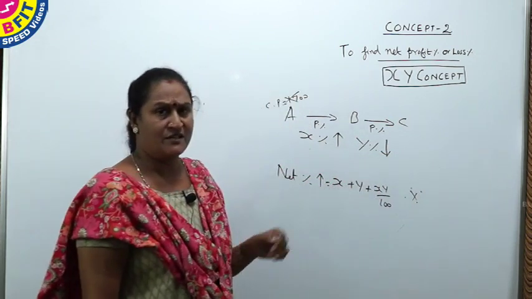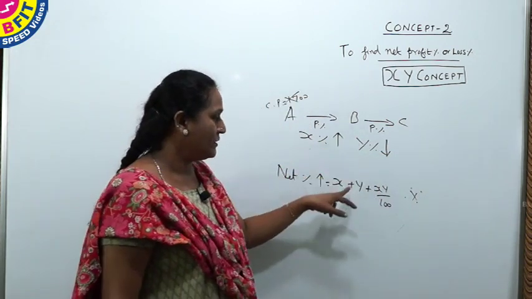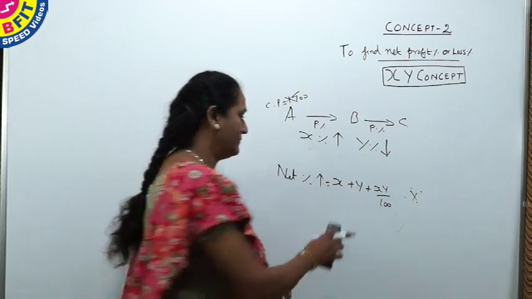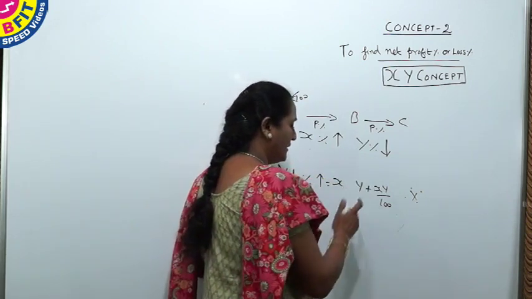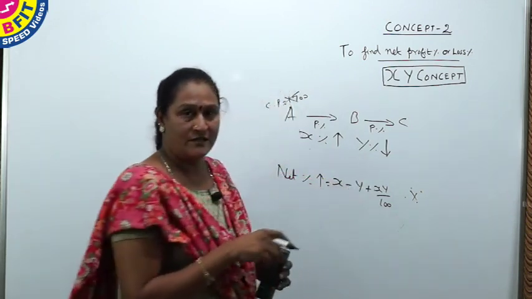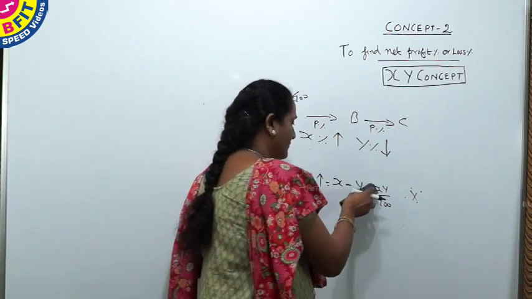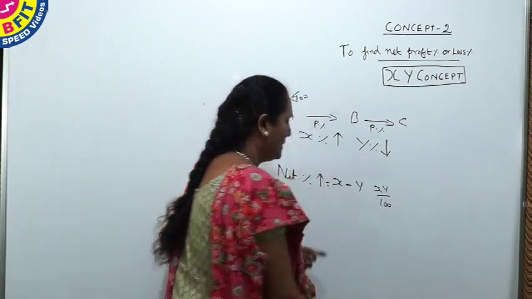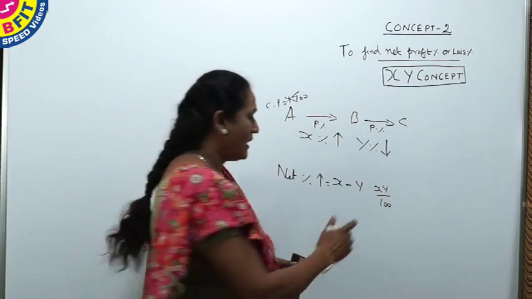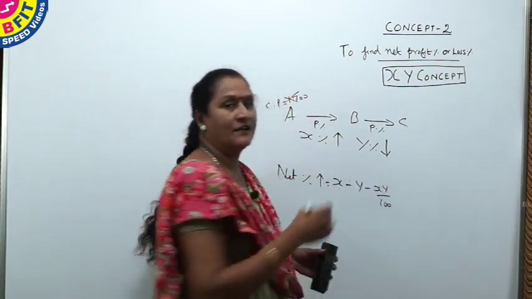So you can use the same concept. When it is decreased, you can take it as minus here. So X is increased, so plus, and Y is decreased, so take minus. So plus X minus Y, and plus into minus is minus XY by 100.